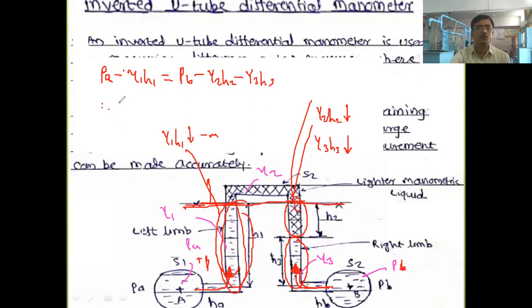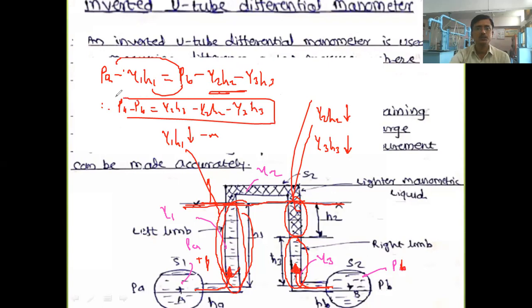Therefore, take this PB on this side and gamma 1 H1 on this side. So PA minus PB is equal to gamma 1 H1, which becomes positive, minus gamma 2 H2 minus gamma 3 H3. Okay, so this is our required equation for this inverted U-tube differential manometer. Everyone understood this? Is there any doubt in this?